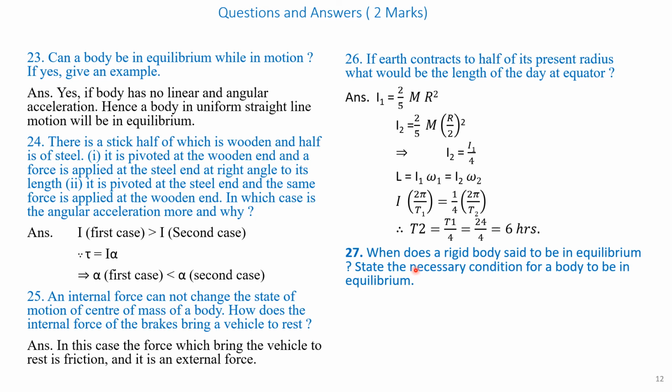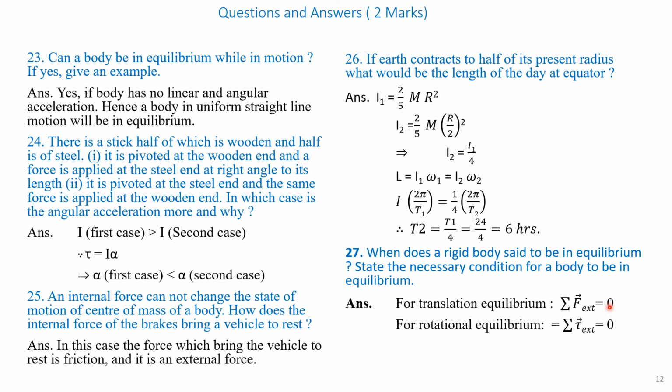Question number 27. When is a rigid body said to be in equilibrium? State the necessary conditions for a body to be in equilibrium. Answer. For translational equilibrium, the sum of external forces should be 0. For rotational equilibrium, the sum of the total external torque should be 0. These are the two conditions, and based on this we have done some worked examples also.